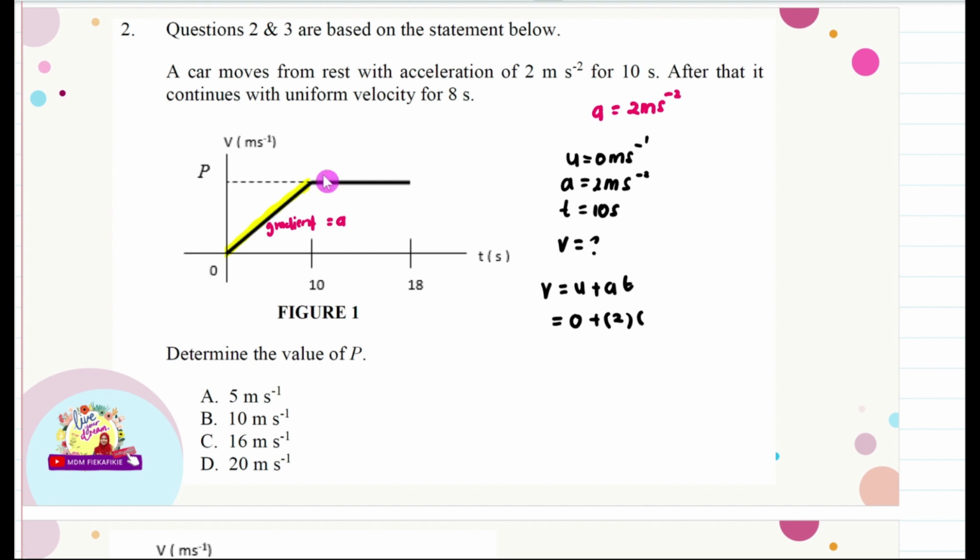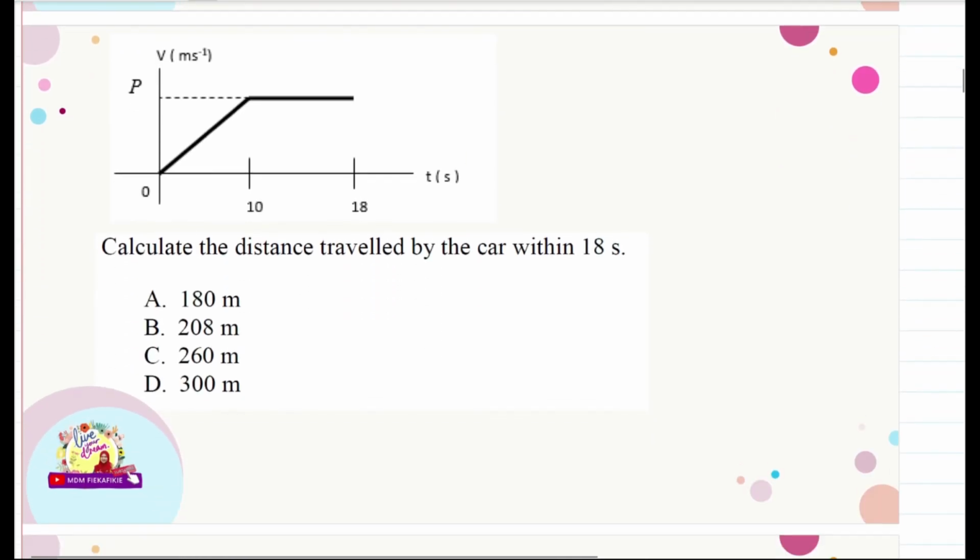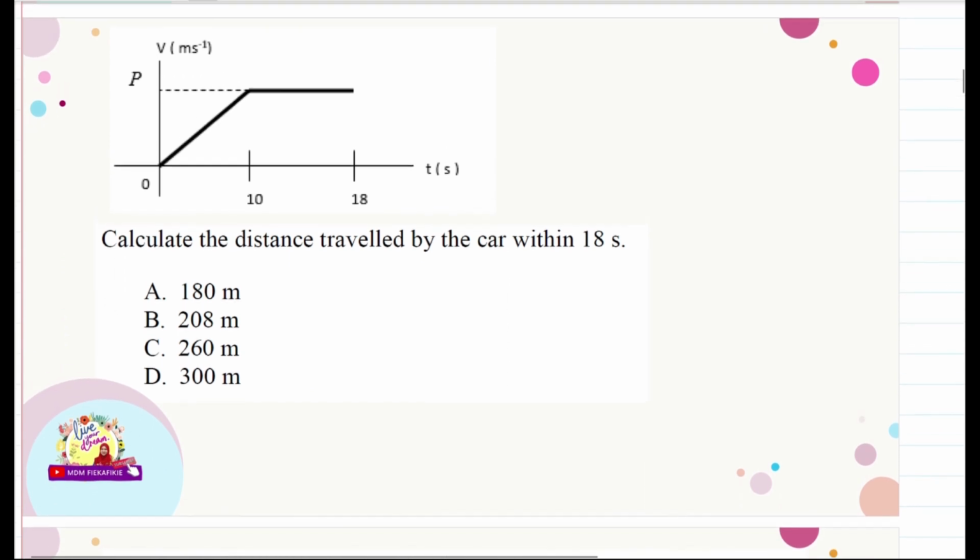Okay, very easy. So the answer is 20 meter per second. Okay, so the answer is D. Means that the value at P here is equal to 20, 20 meter per second. Alright, so finish question 2. And then question number 3. So we still refer to the VT graph tadi. So calculate the distance traveled by the car within 18 seconds.